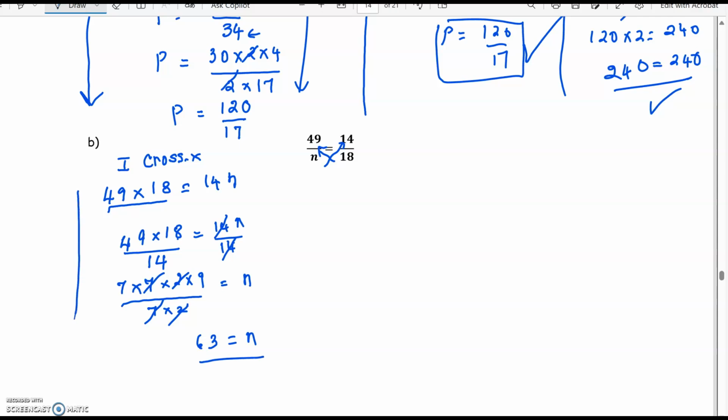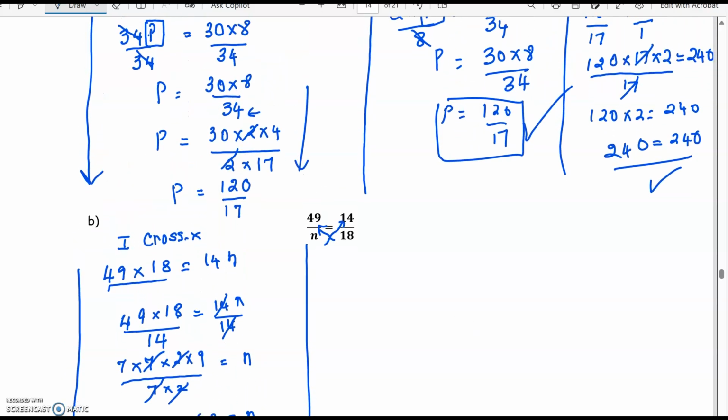Notice how we are working with this. Vertically down, making sure that there's an equal sign in every step. So this is one way of solving it. So this is something that will always work. If any other method confuses you, just go with cross multiplication.